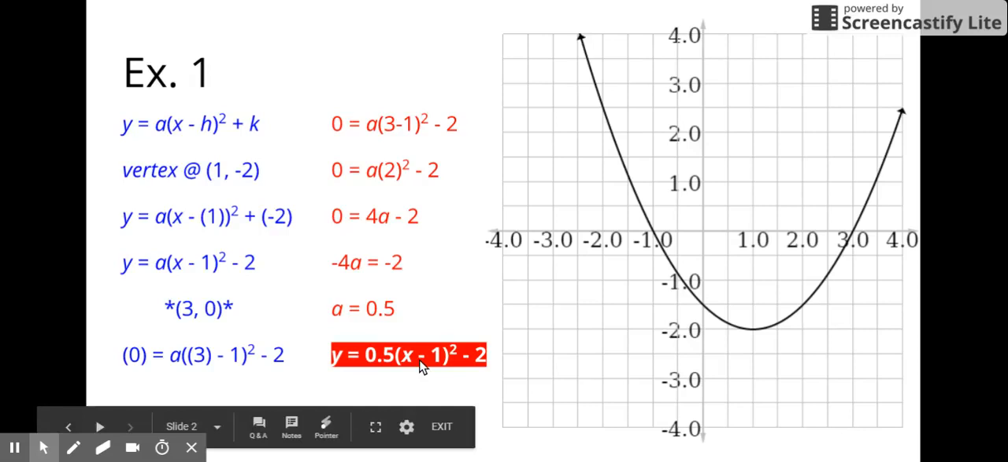So that gives us y equals 0.5 times quantity x minus 1 squared minus 2.